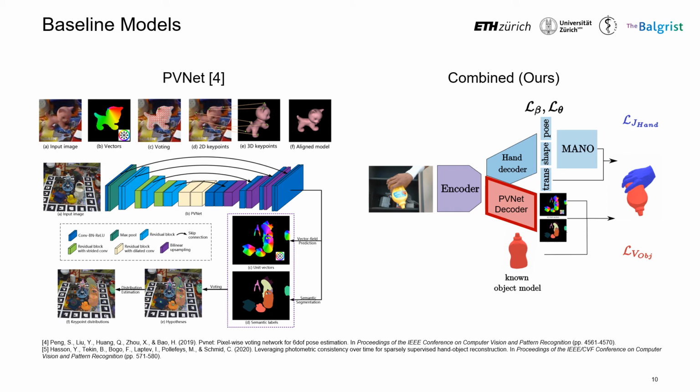To evaluate whether PVNet's keypoint-based pose estimation is beneficial in our scenario, we additionally evaluate a combination of the first 2 baselines. Hereby, we replace the object decoder branch in hand-object-net with PVNet's decoder branch. As both models use a pre-trained ResNet 18 as their encoder, the network architecture of the combined model only differs from the PVNet architecture in the presence of the hand decoder branch.